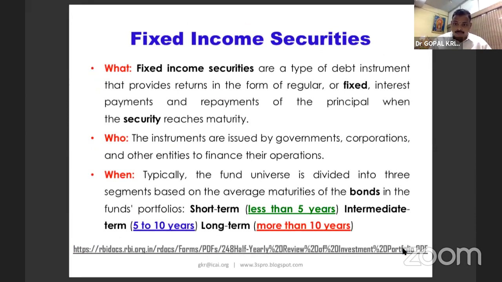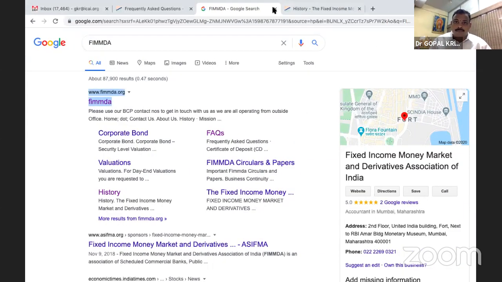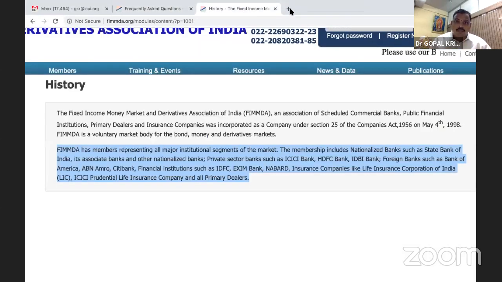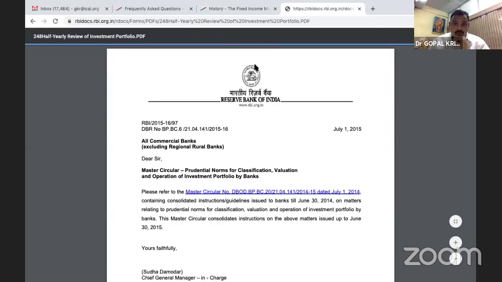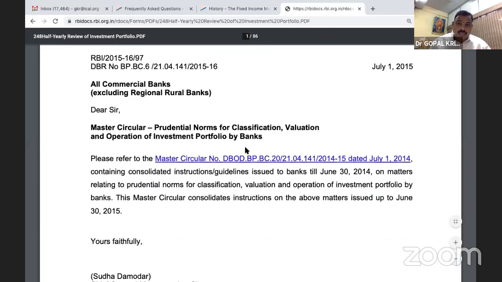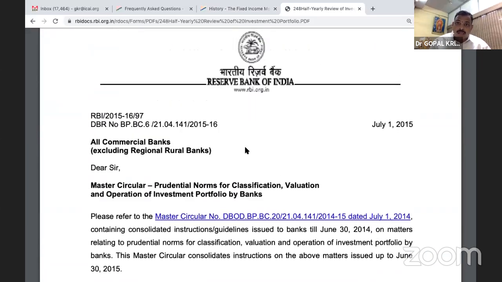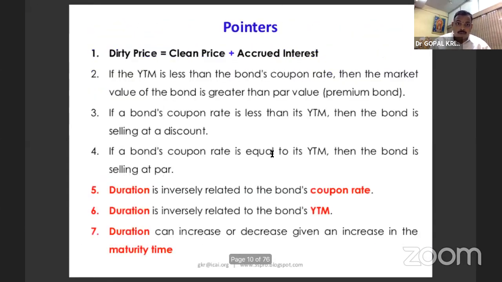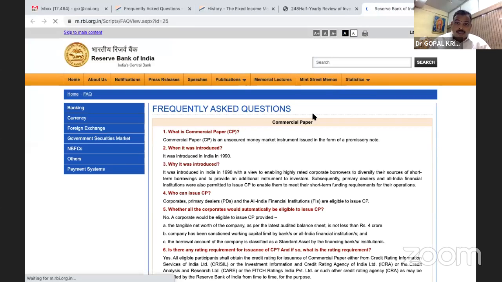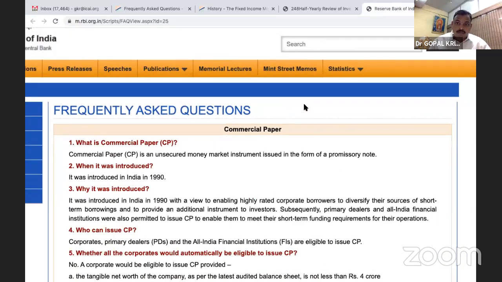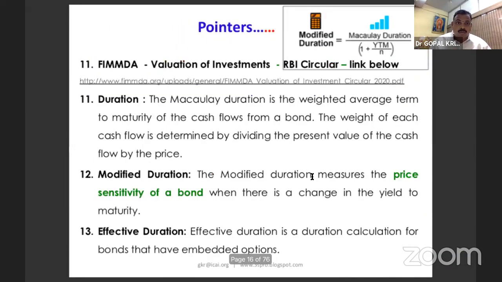This is one more Reserve Bank of India circular, which is the prudential norms for classification, valuation, and operations of investment portfolio by banks. Now, an extension of this is given here. I will show you that. This is an FAQ given by Reserve Bank of India with respect to commercial paper. So this FAQ also please go through, and you should also go through the FIMDA circular.